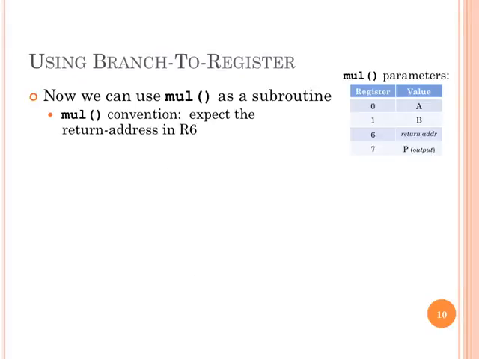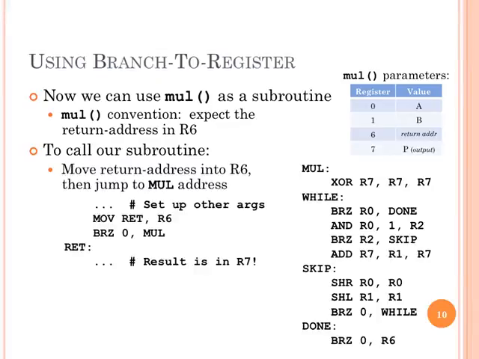And now we can actually use multiply as a subroutine. You can see that we have these parameters, so registers 0 and 1 are A and B, our values that we're multiplying together. 7 is still the output, and 6 is this crazy thing where we go back to. Where was multiply called from? And so we end up with code like this.